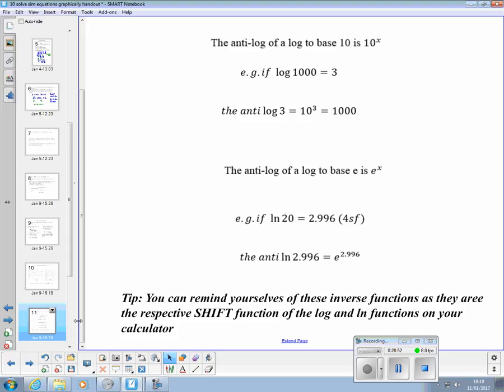Okay, so everybody happy what the two different logarithm functions we're going to meet are. And for the assignment, you're going to be involved with logs to the base 10 is what we're going to be using. That's if you want to get a merit, that is.